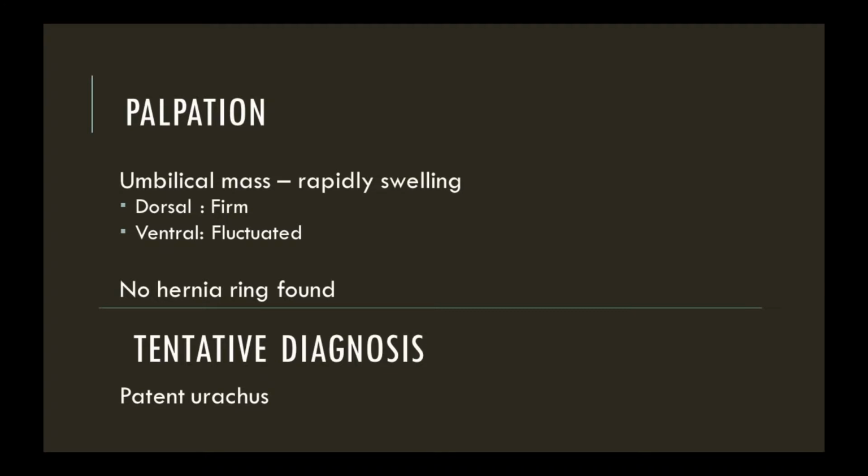When we palpated the mass, we found the dorsal part of it was firm and the ventral part was fluctuant, so we assume there is fluid inside the mass. And we couldn't find the hernia ring, so we did not focus on umbilical hernia. And we can rule out omphalitis because there's no inflammation, including redness or swelling, at that area. So we plan to do surgery for treatment.